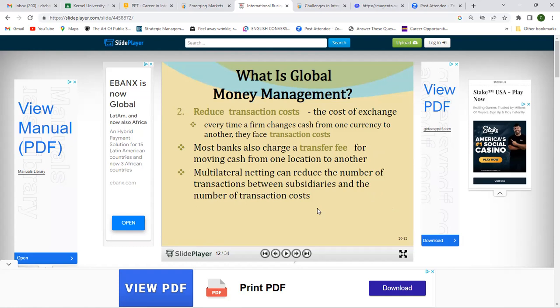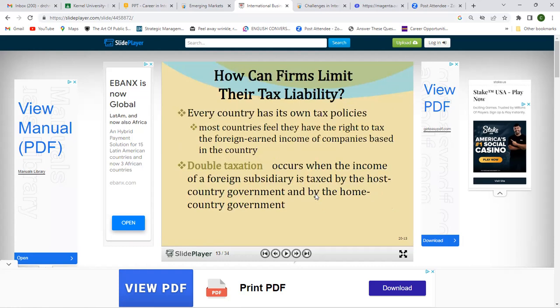Every time a firm changes cash from one currency to another, they face transaction costs. Most banks charge a transfer fee for moving cash from one location to another. Multilateral netting can reduce the number of transactions between subsidiaries and the number of transaction costs. Every country has its own tax policies. Most countries feel they have a right to tax the foreign-earned income of companies based in the country. Double taxation occurs when the income of a foreign subsidiary is taxed by the host government and by the home country government.